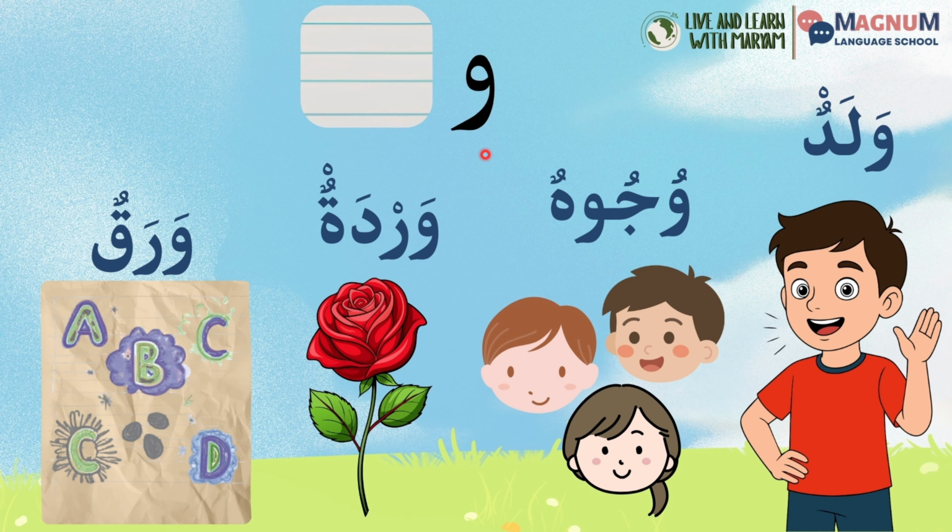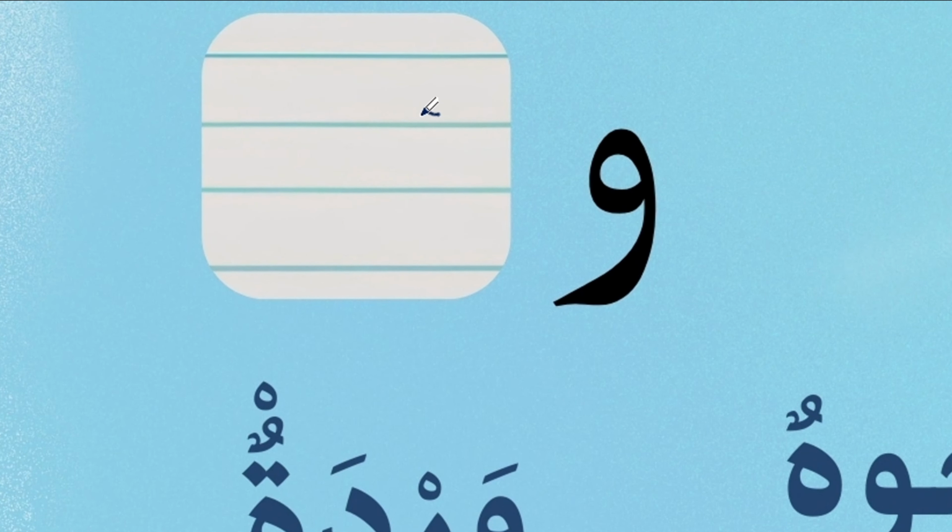Okay. Waaw for Waladun means boy. Waaw Wujuhun faces. Waaw Wardatun rose. Waaw Waraqun means page. Okay, let's see how to write Waaw. Like this. Just like inverted small letter E.